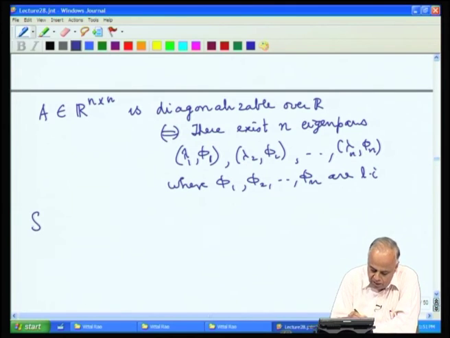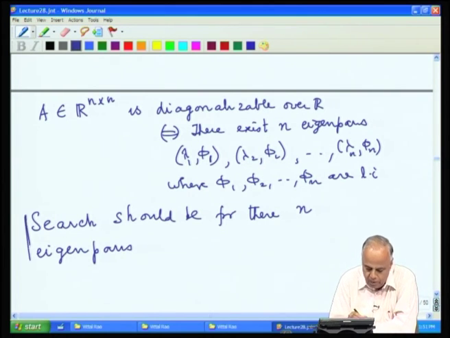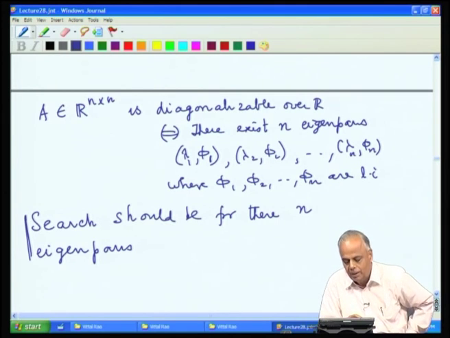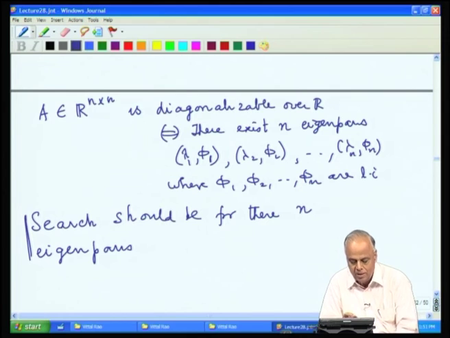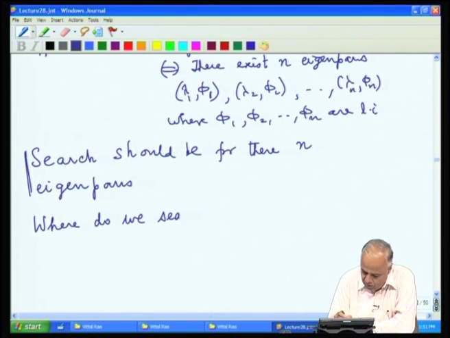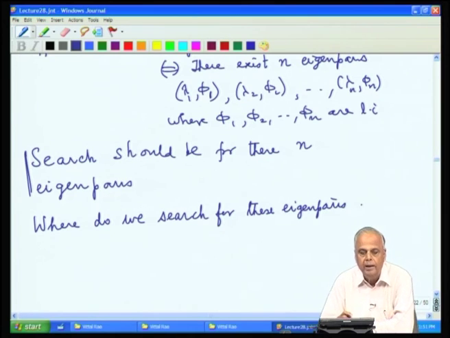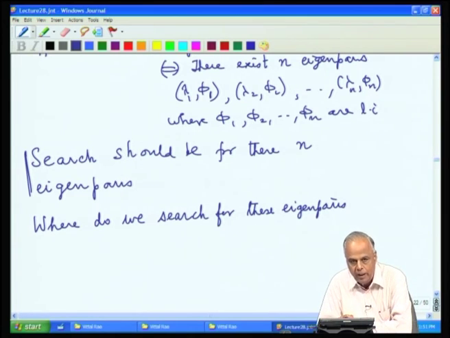So, the search should be for these n eigenpairs. That is going to be our main search in diagonalizability. Can we find these pairs? Where do I search? So, where do we search for these eigenpairs? And that is the main chapter of eigenvalues and eigenvectors.